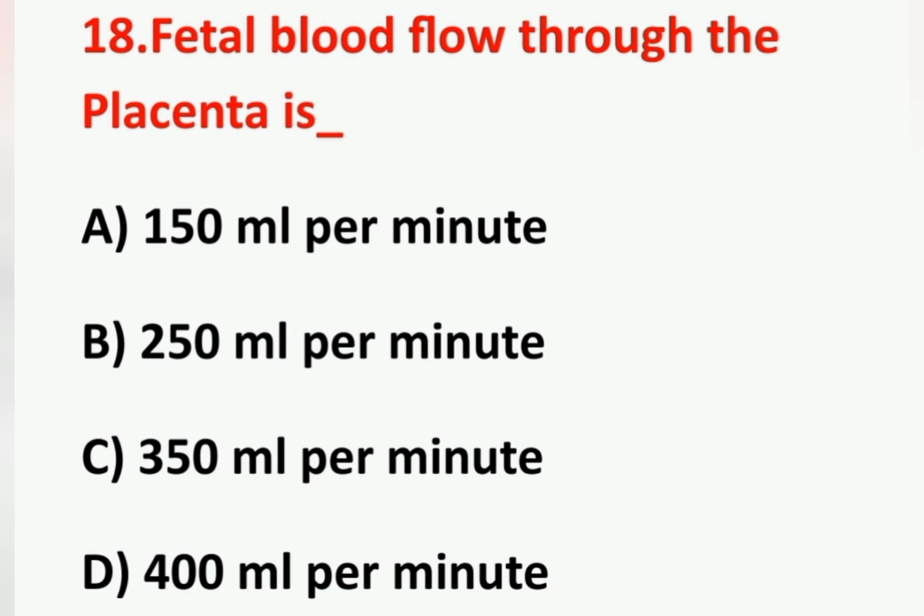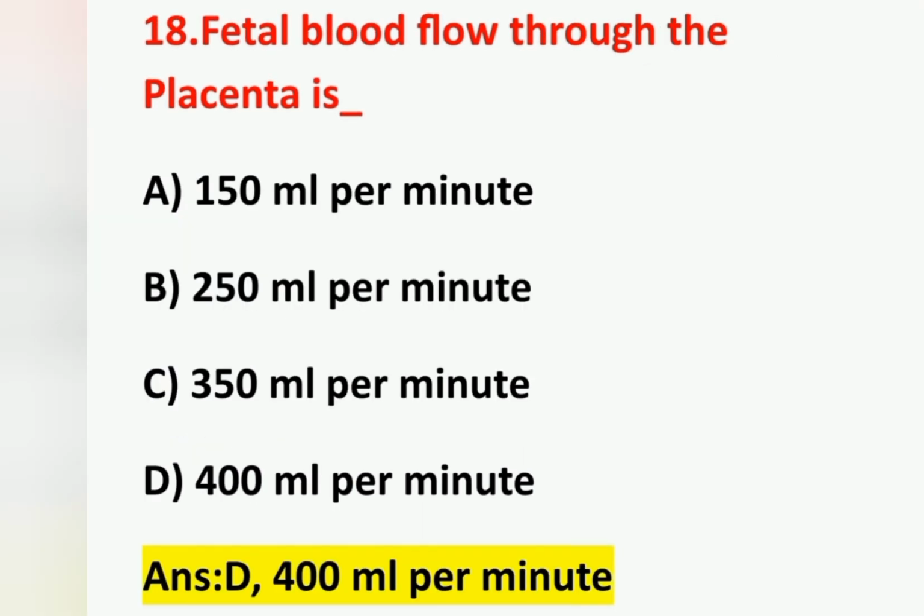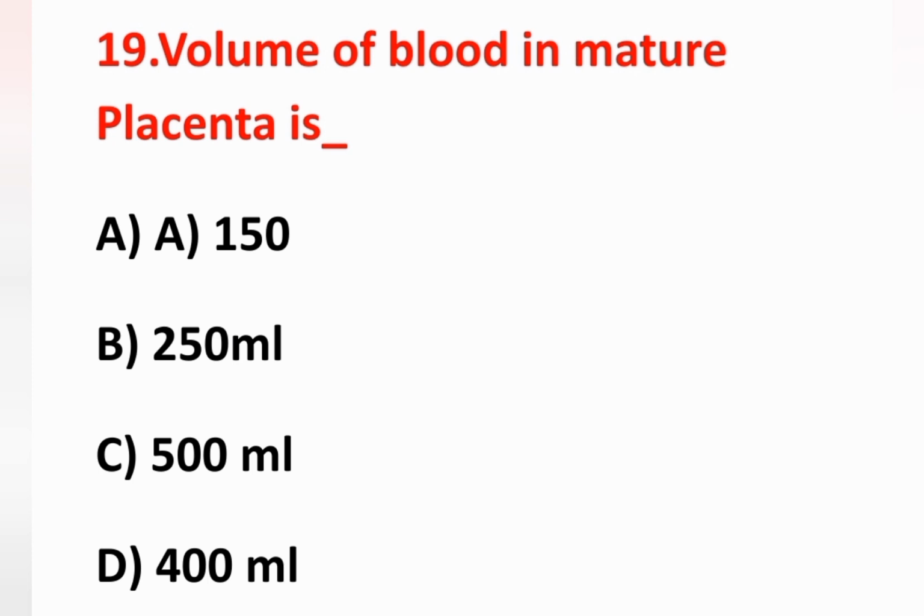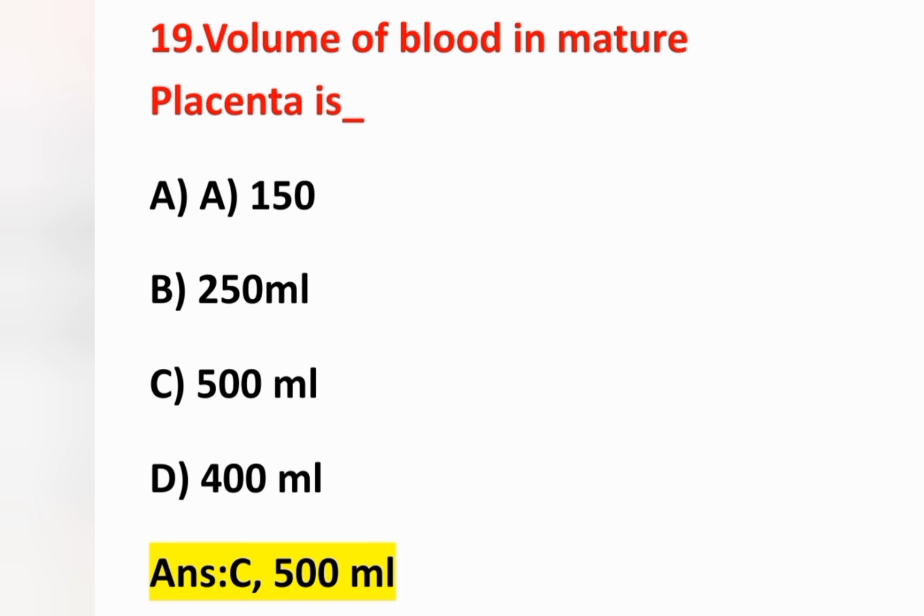The next question: fetal blood flow through the placenta is, options are option A 150 ml per minute, option B 250 ml per minute, option C 350 ml per minute, option D 400 ml per minute. This is one of the previous questions. Correct answer is option D, 400 ml per minute. This is also a confusing and twisted question, that's why I included this question also. Volume of blood in the mature placenta: option A 150 ml, option B 250 ml, option C 500 ml, option D 400 ml. Correct answer is option C, 500 ml. Previous question: fetal blood flow through the placenta is 400 ml per minute. Here volume of blood in mature placenta is 500 ml.